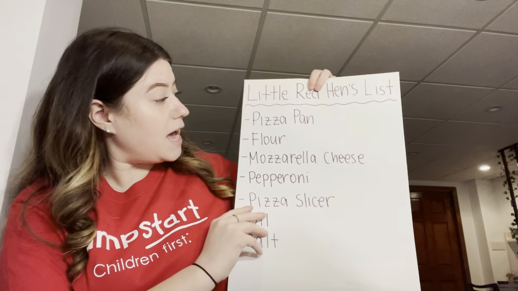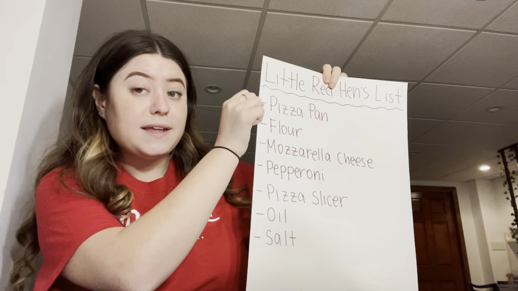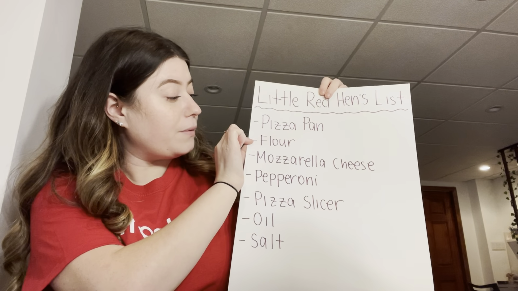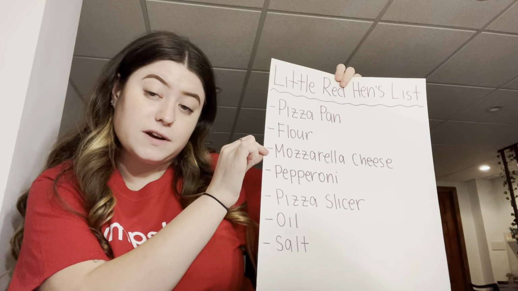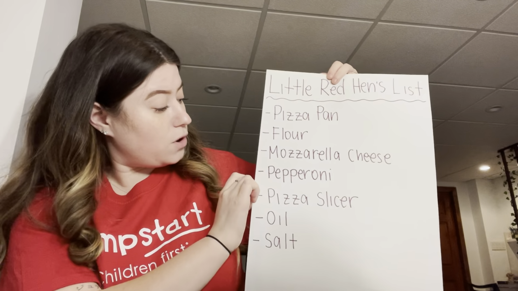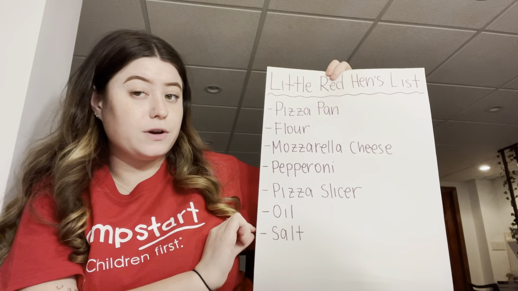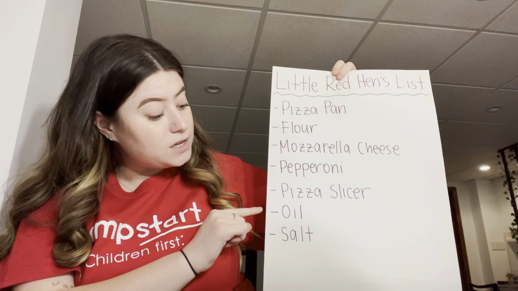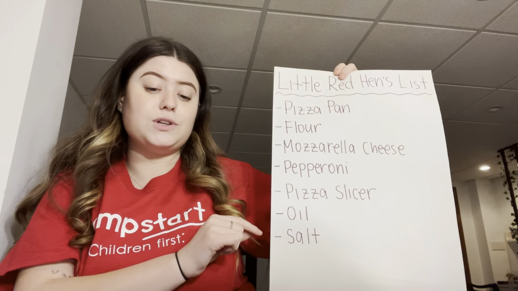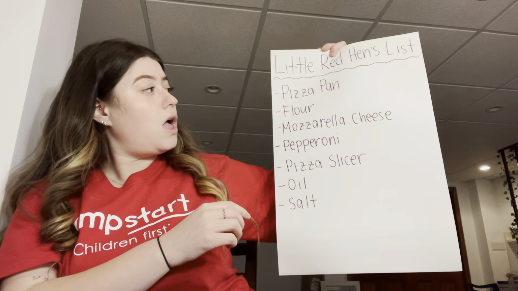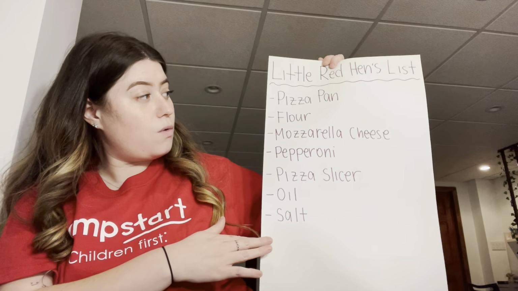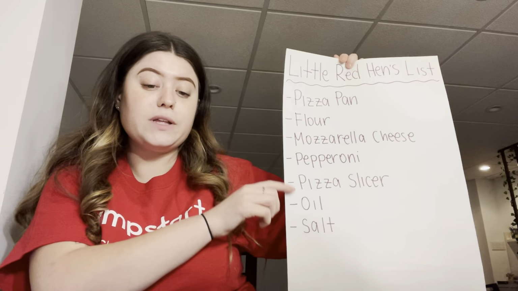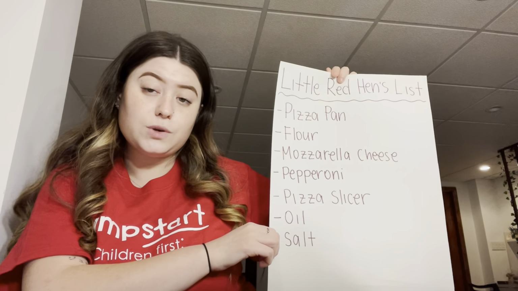So the first item she needed was the pizza pan. Then she needed the flour, and then she needed the mozzarella cheese. Now, I also wrote some other things that she bought for her pizza, such as pepperoni, the pizza slicer, some oil, and some salt. So when the Little Red Hen went to buy all of these things, she went to a whole bunch of different stores, right?